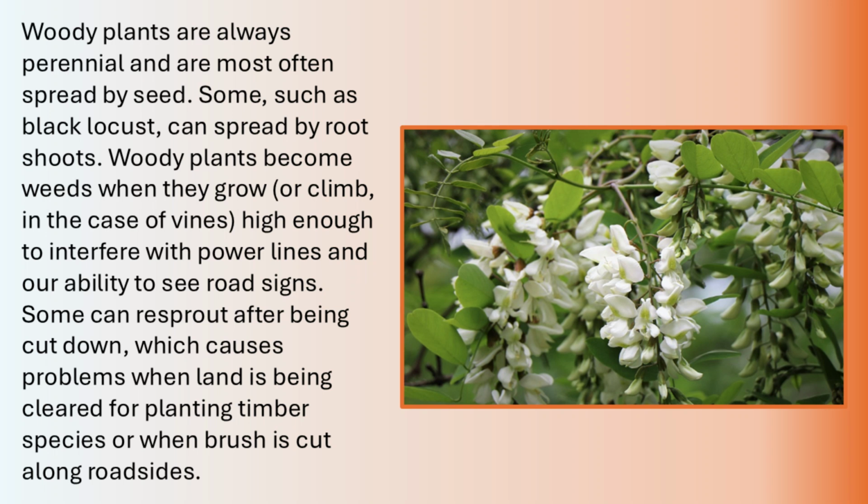Woody plants are always perennial and are most often spread by seed. Some, such as black locust, can be spread by root shoots. Woody plants become weeds when they grow or climb, in the case of vines, high enough to interfere with power lines and our ability to see road signs. Some can resprout after being cut down, which causes problems when land is being cleared for planting timber species or when brush is cut along roadsides.